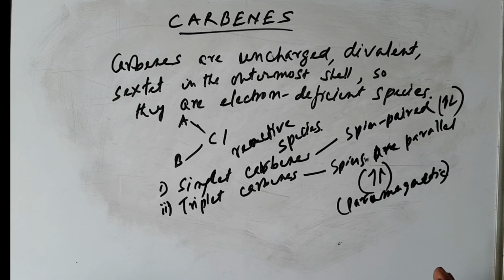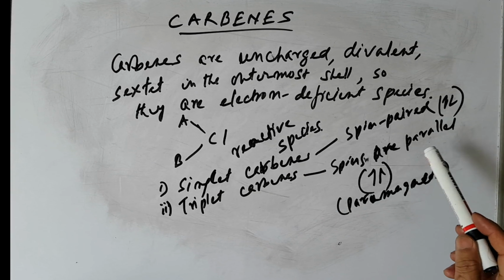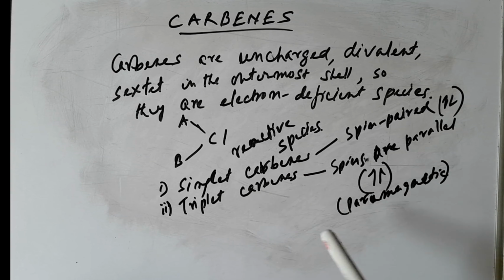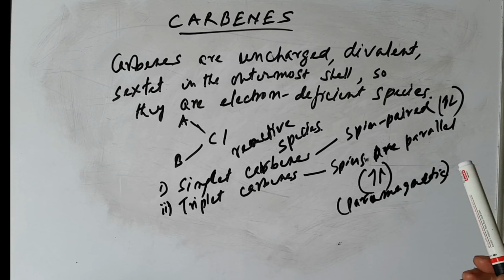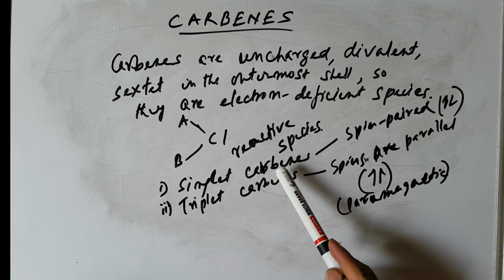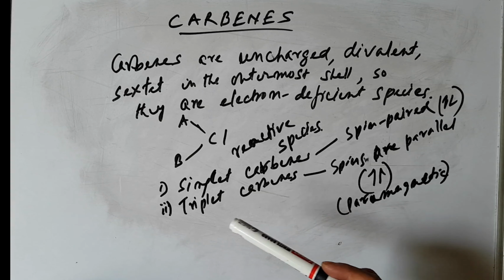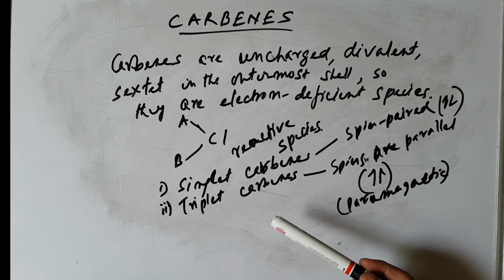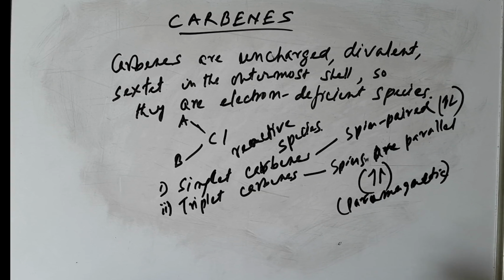So what I'm saying is that carbenes can have two types: singlet carbenes and triplet carbenes. In singlet carbenes, the two spins are paired; in triplet carbenes, the two spins are parallel, so they are paramagnetic. The total spin of singlet carbene is zero, while the total spin of triplet carbene is one. And triplet carbenes are generally more stable than singlet carbenes.